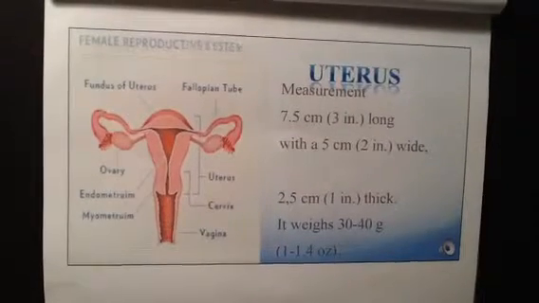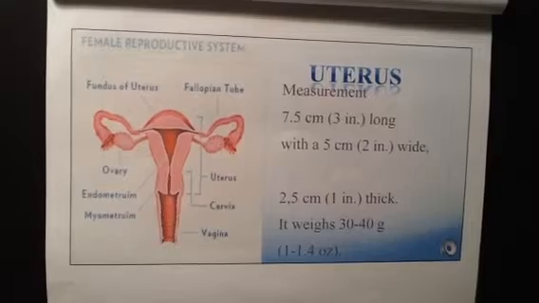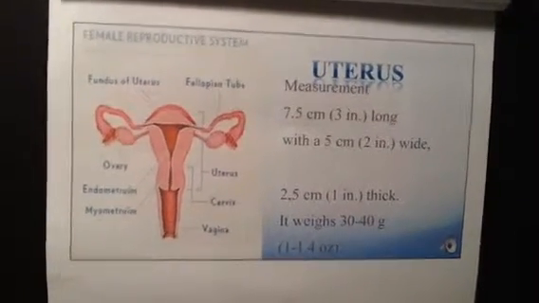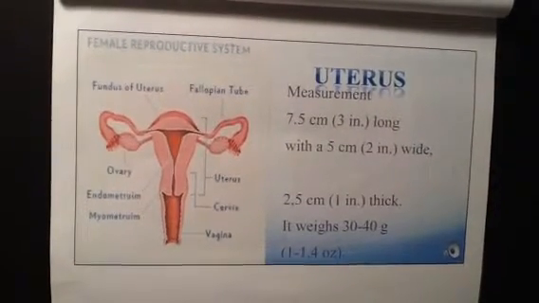Before the first pregnancy, the uterus measures approximately 7.5 centimeters long, 5 centimeters wide, and 2.5 centimeters thick.